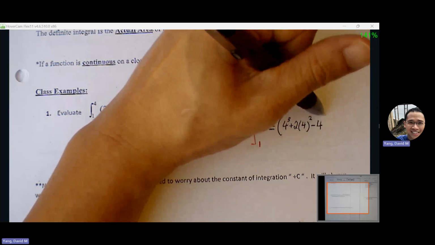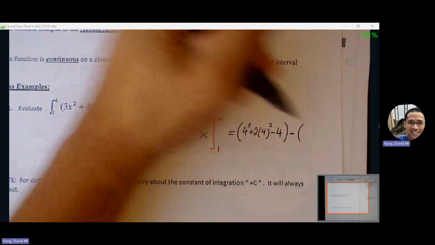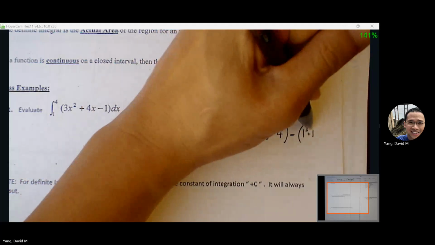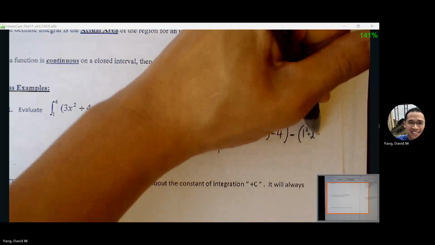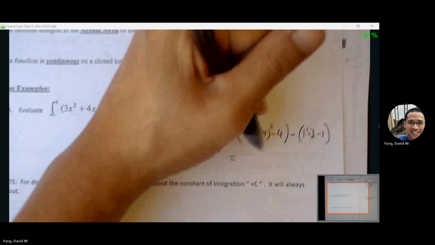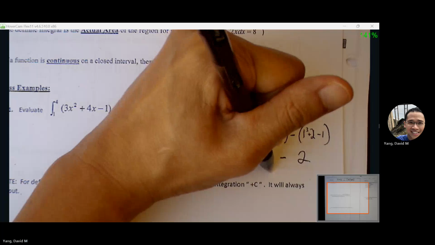That's a little bit tedious. I'll do the math for us here. Then you do minus the lower bound, plug it in. That gives 9 minus 2, which is 9.